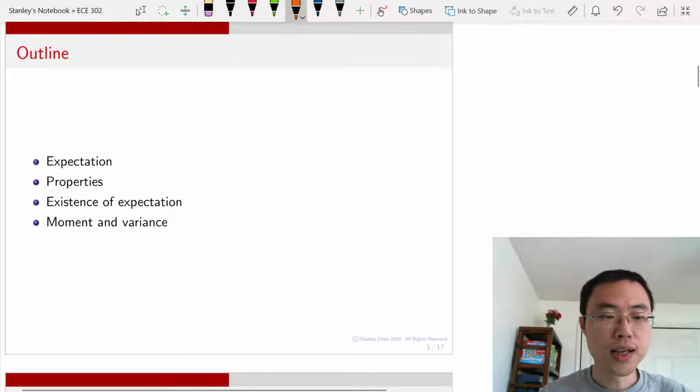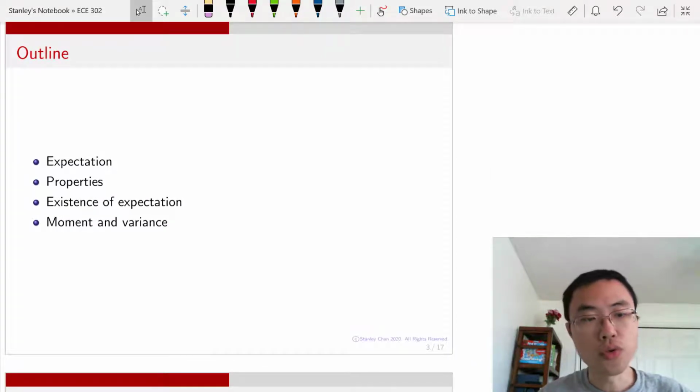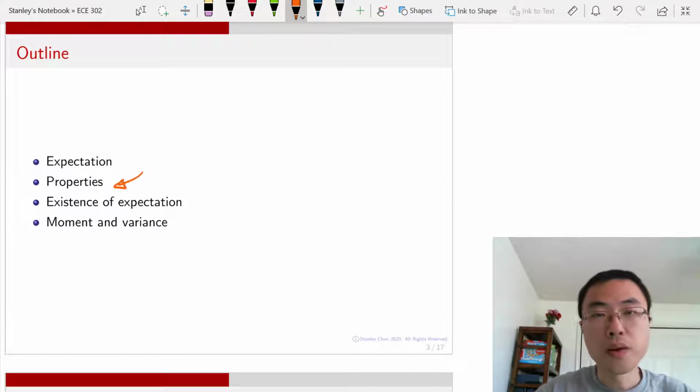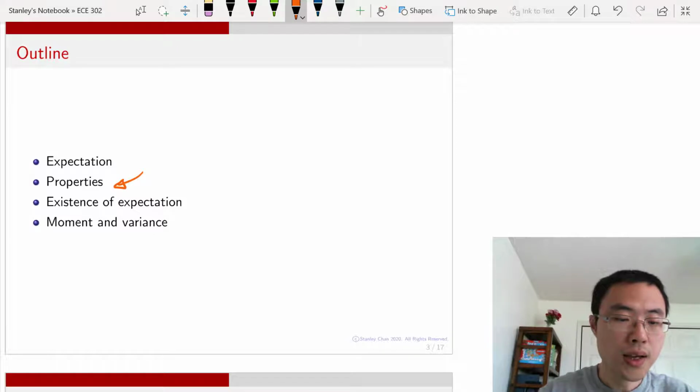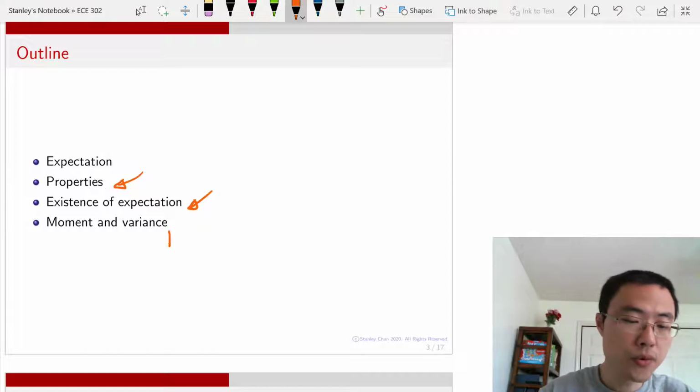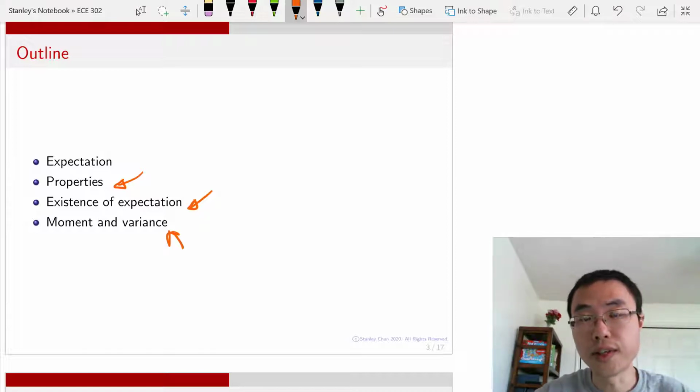Now, this is the outline of today's lecture. We're going to talk about expectation. We're going to talk about the properties. Both are exclusively for continuous random variables. Then we want to comment on a small thing, which is the existence of expectations. And afterwards, we will talk about moments and variance.